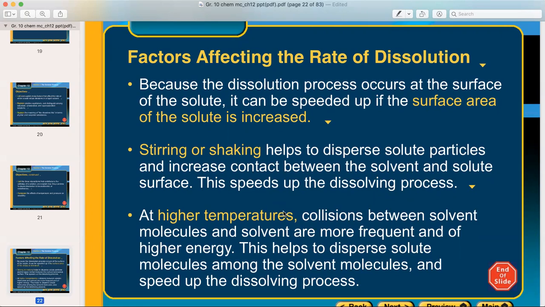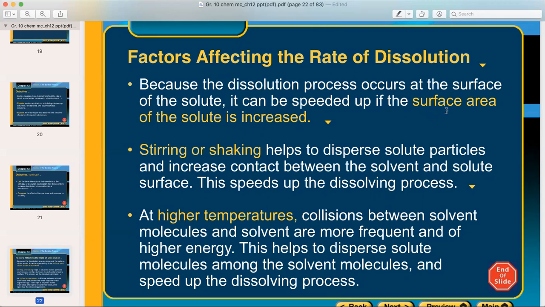I give you the same example. If you're dissolving sugar in water, sugar is the solute and water is the solvent. Now, what are the factors on which dissolving depends? What are the factors that affect the dissolving, that affect the dissolution? The first factor is the surface area of the solute. The second factor is stirring or shaking, which is also known as agitating. And the third factor is temperature.